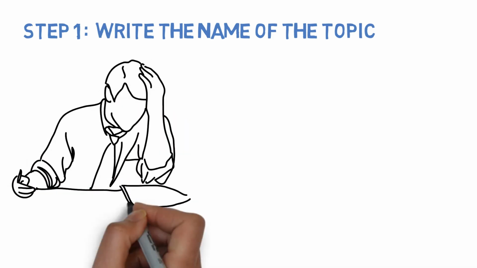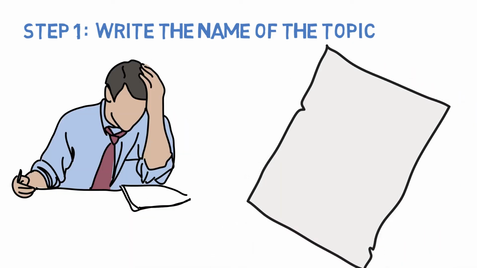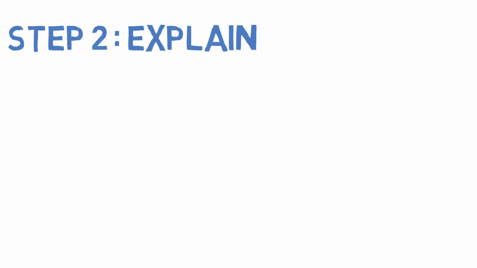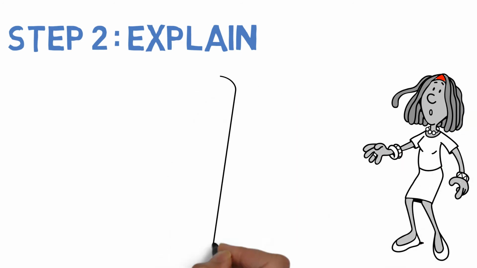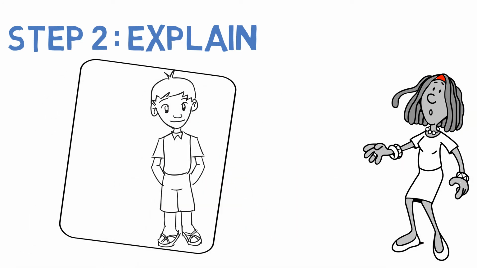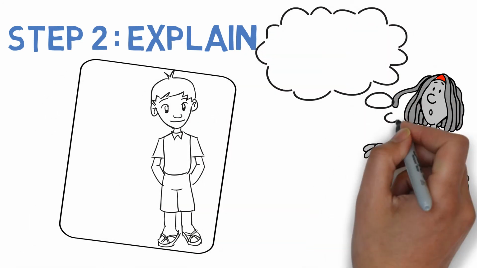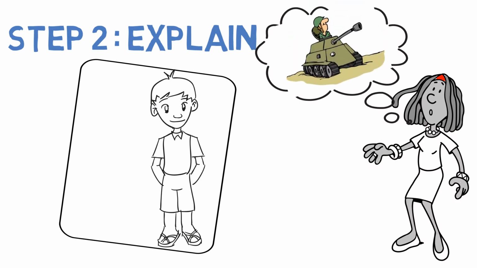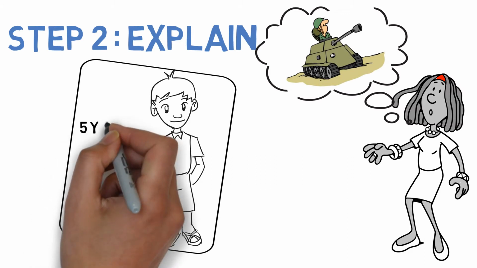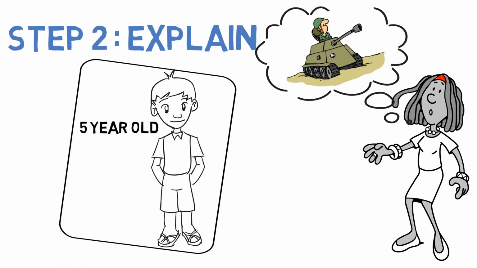After you are done studying or revising a concept, grab a sheet of paper and write the name of the concept on the top. Step 2. Explain the concept in your own words as if you are teaching it to someone else. As you are explaining, form an image of the concept in your mind, as visual study is the best and smartest way to learn. Try to explain it in a way as if you are teaching it to a 5-year-old.